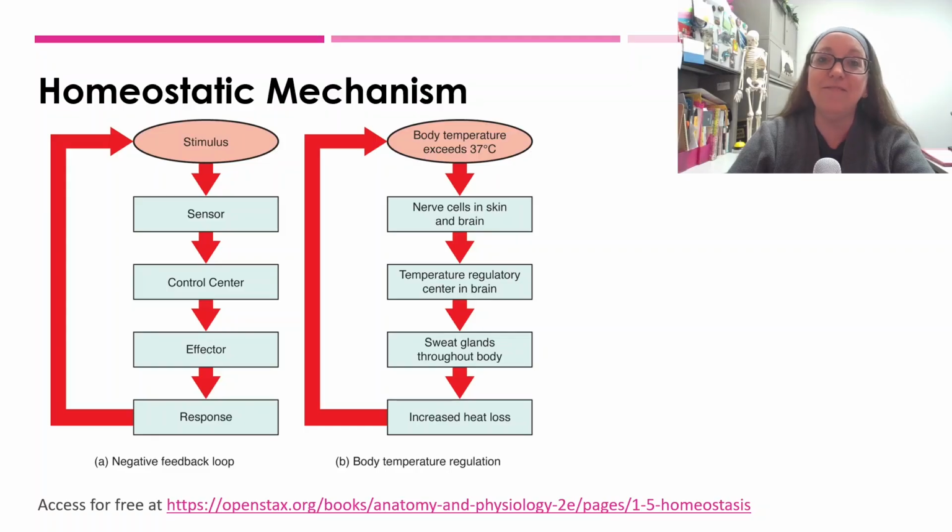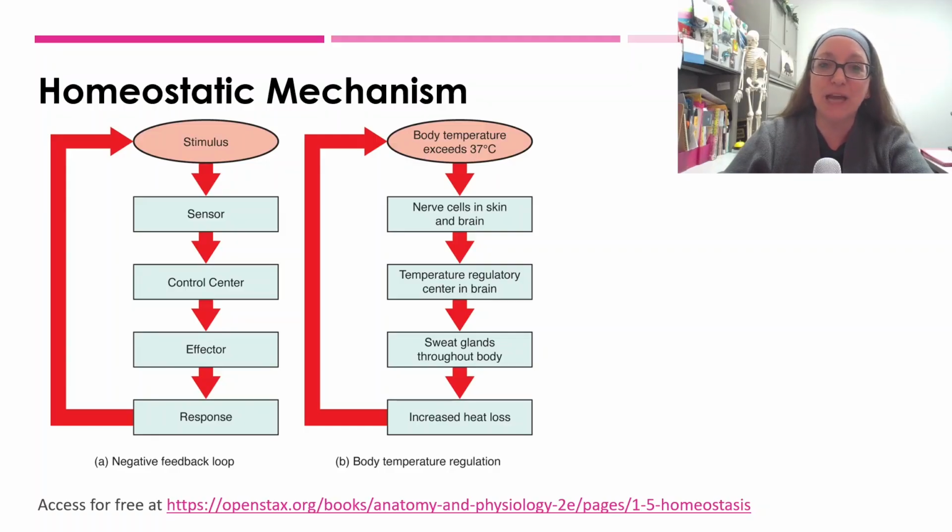This is using effectors. Effectors are muscles or glands that can perform an action to help return the body to the normal range. In this case, sweat glands are going to start cooling the body. The response then is that the sweat causes increased heat loss and the body cools. This cycle will continue to bring the body back into the normal range.